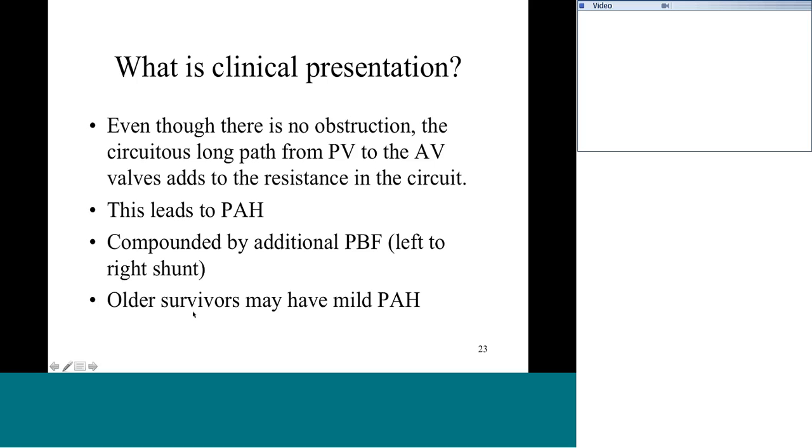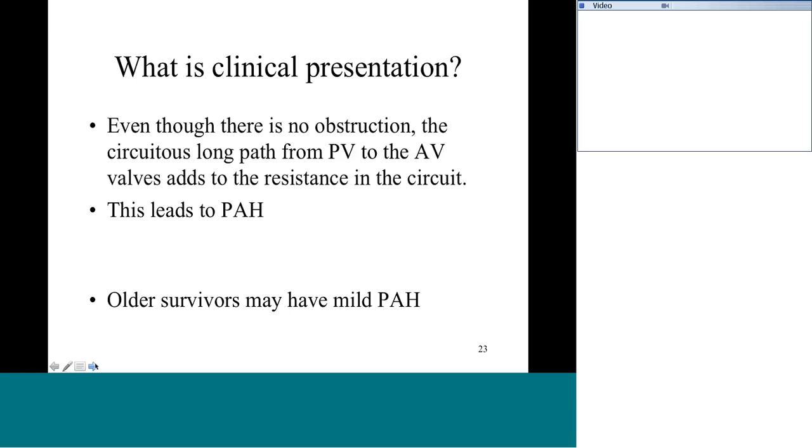Older survivors: whoever is developing pulmonary hypertension will die. So the natural history is very poor. 90% of TAPVCs die by the end of 1 year. So if people are surviving, that means those are the patients who do not have pulmonary hypertension. So the older survivors will have very mild pulmonary hypertension only.